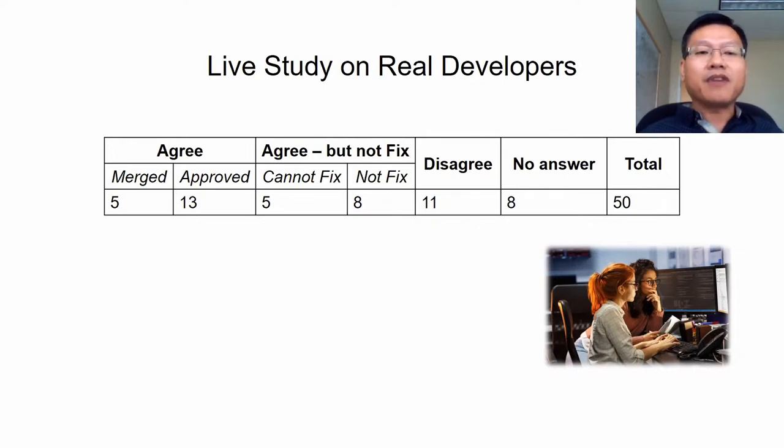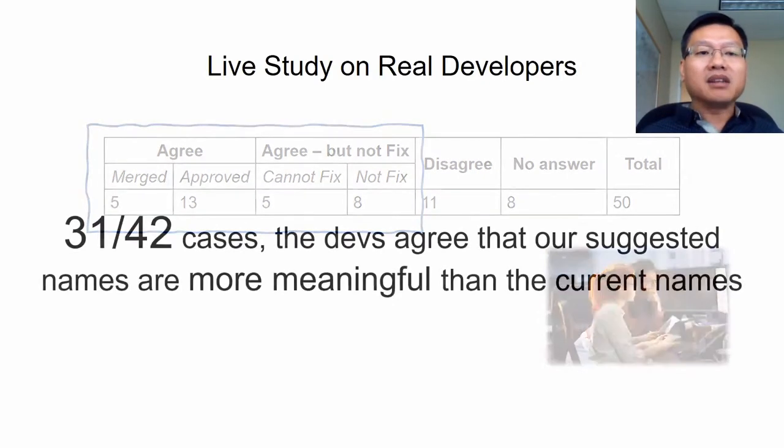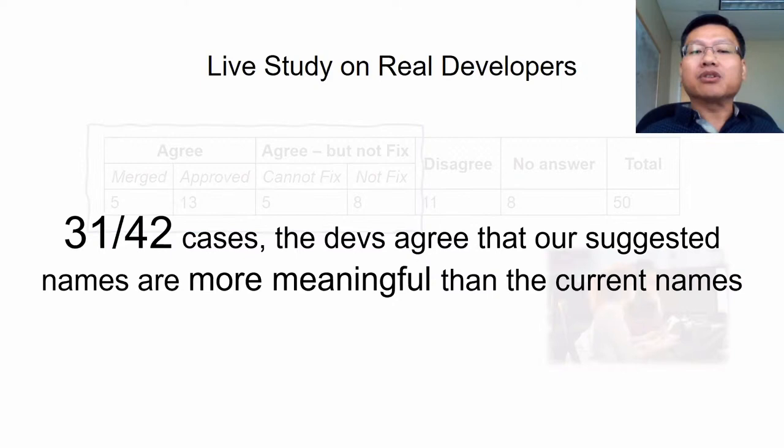And we found that in 31 out of 42 cases that they returned from the 50 total, the developers agreed that our suggested names are more meaningful than the current names. Five cases have actually been merged and 13 other cases have been approved. The others agree that our suggestion is more meaningful, but they did not integrate it yet because of the formality and other procedures they need to follow.